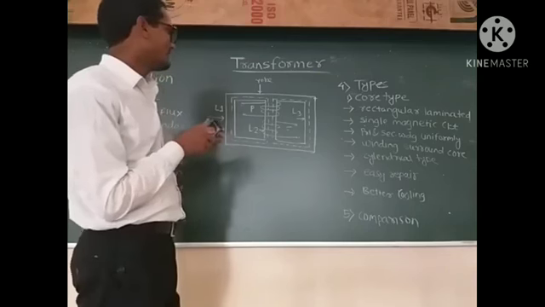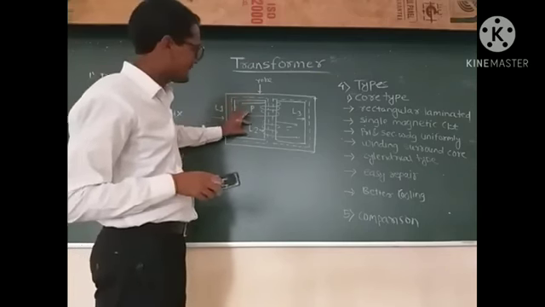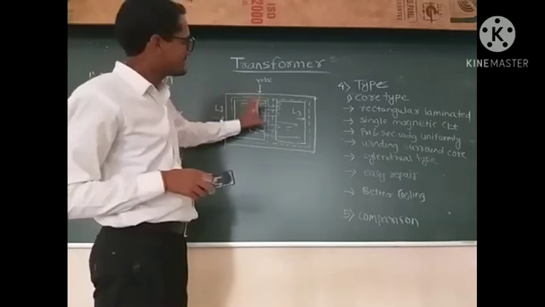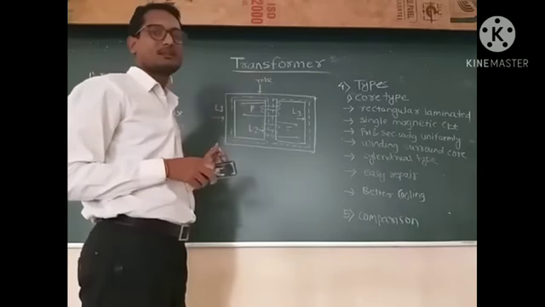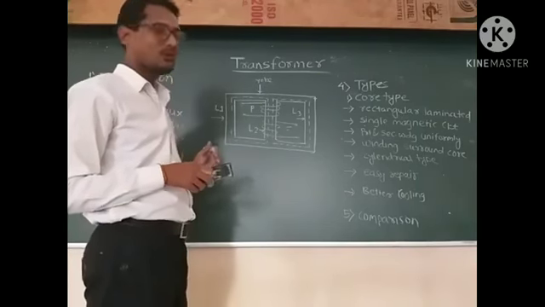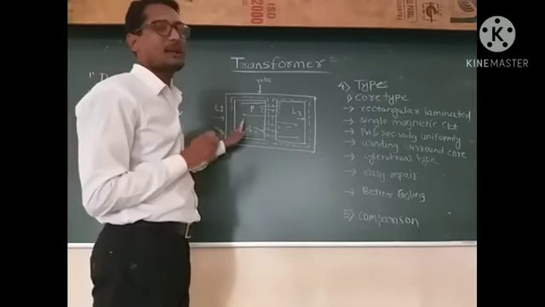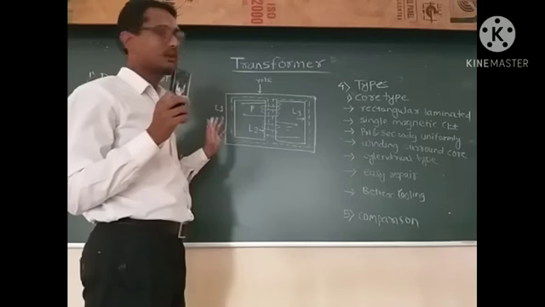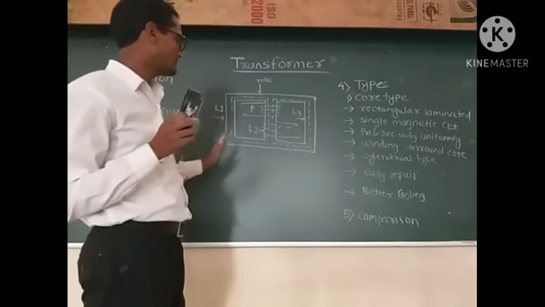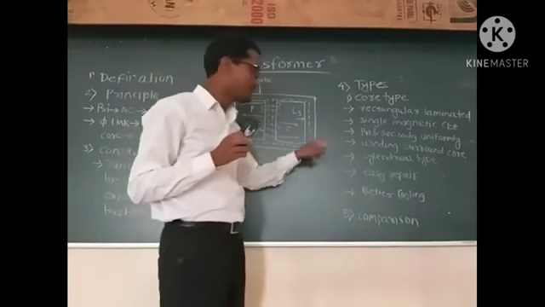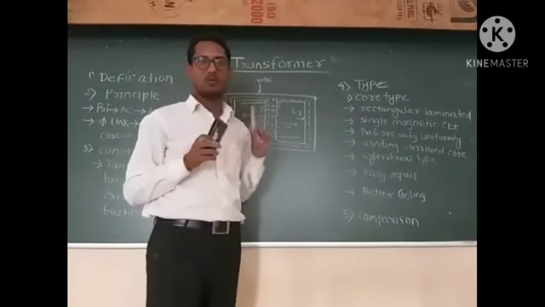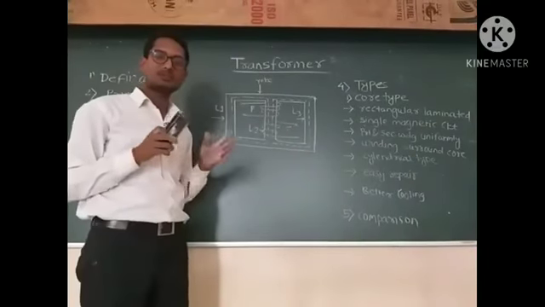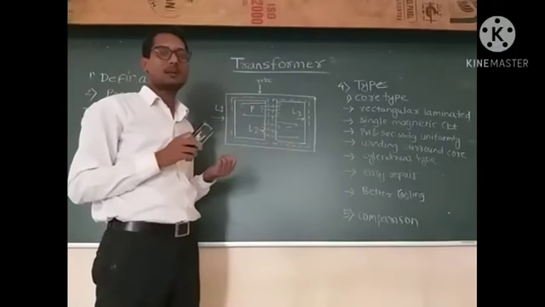Then here primary and secondary, both the windings are mounted on a central limb. So this is a shell type of transformer. It is very different from the core type of transformer. So we discuss the comparison between shell type and core type transformer.